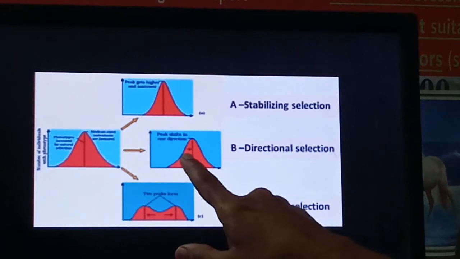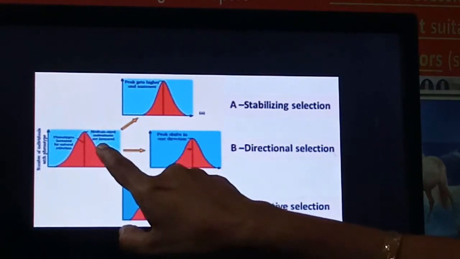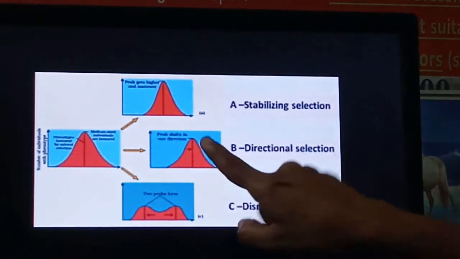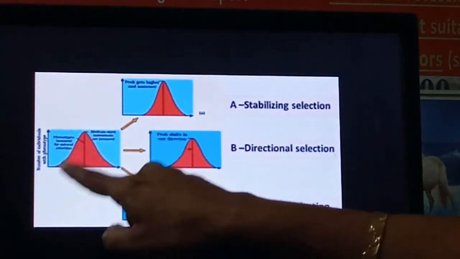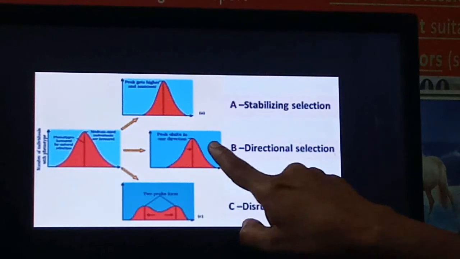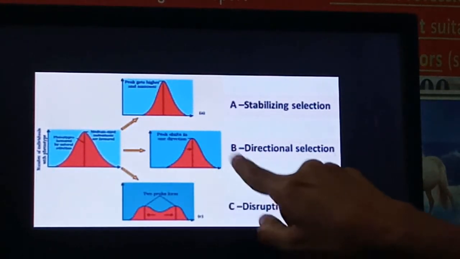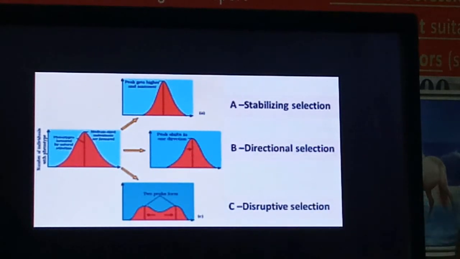You can see here the arrow is shown, and according to the number of species that selected this characteristic, the tip of this peak has come to this side. That's why it is a directional selection, directed towards one particular side.